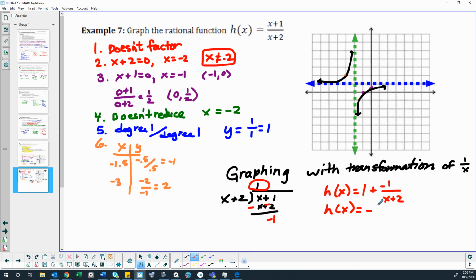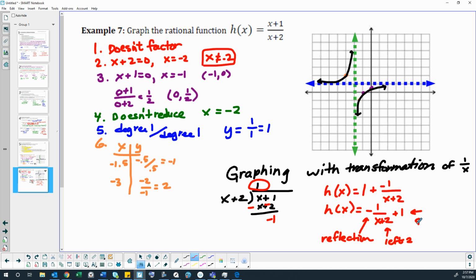I'm going to switch this to the order we're more used to seeing a problem like this in. Now notice we have this negative because our remainder was a negative number. That negative gives us our reflection. Thus our graph is in the upper left and lower right instead of the other way around. The x plus 2 gives us our shift to the left 2. That's why our vertical asymptote is at negative 2.